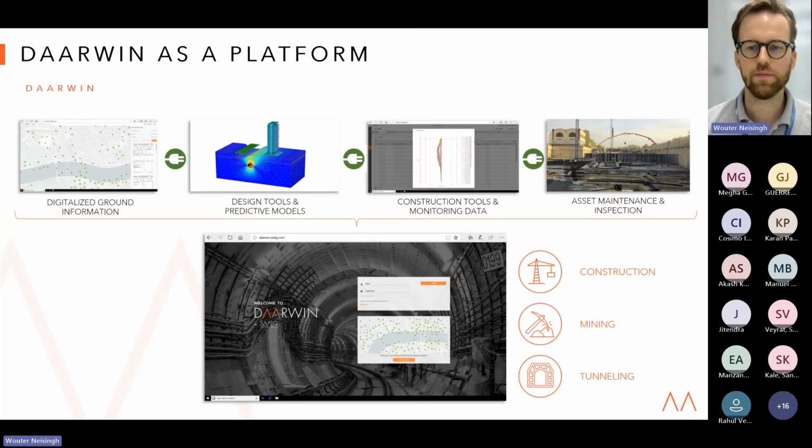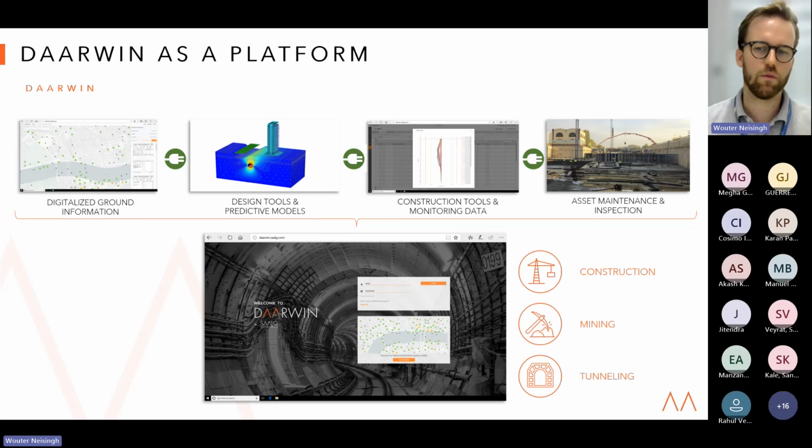And our tools can be deployed throughout the entire project and asset lifecycle, starting all the way in the planning phase. Daarwin is a system where you can mix and match the different modules that you need for your project, and also only those that you will use. So you can use these different systems.